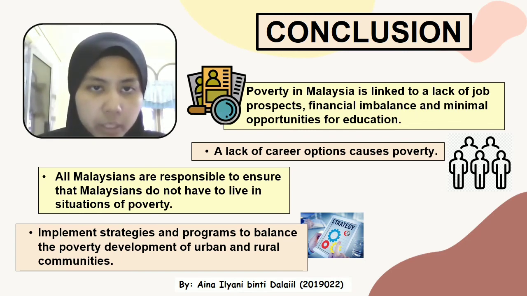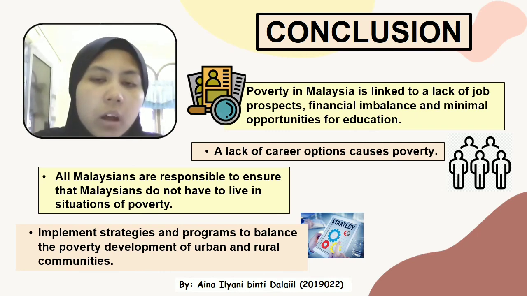Therefore, to combat poverty requires acknowledging that freedom from poverty is a fundamental human right and that it is the responsibility of all Malaysians to ensure that Malaysians do not have to live in situations of absolute poverty. Plus, strategies and programs need to be implemented to balance the poverty development of urban and rural communities, such as introducing a less onerous financial program, expanding social services, such as providing affordable housing, conducting quality education with high technology, and expanding access to health.